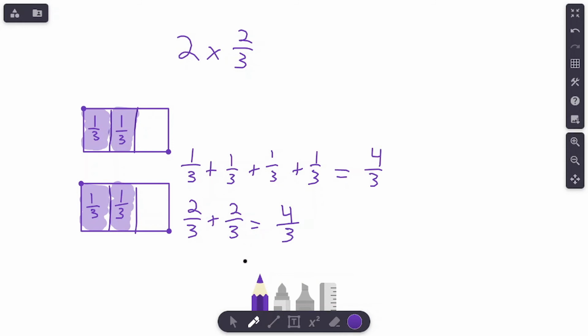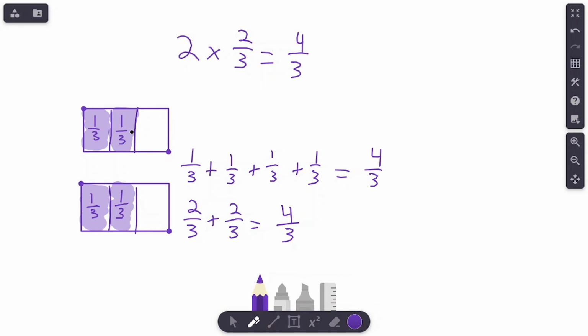I want you to see what that represents. Both of these repeated additions give us the same thing. 2/3 plus 2/3 equals 4/3. 1/3 plus 1/3 plus 1/3 plus 1/3 gives us 4/3. Same thing, just 2 different ways you can look at it. Both of these ways of addition are going to represent 4/3. This is just the way that you can think about it when it comes to repeated addition.